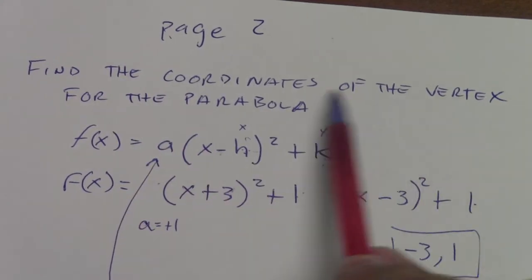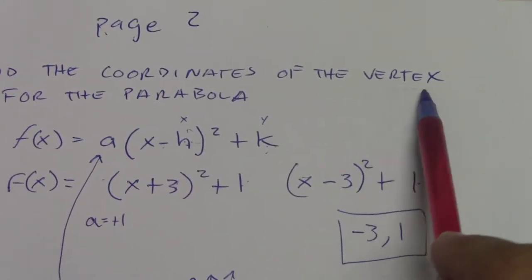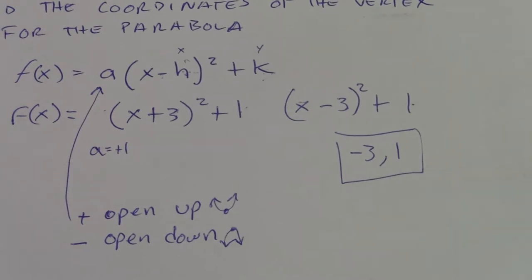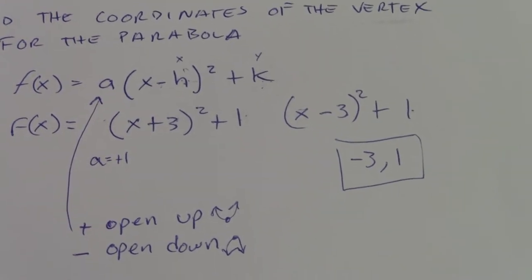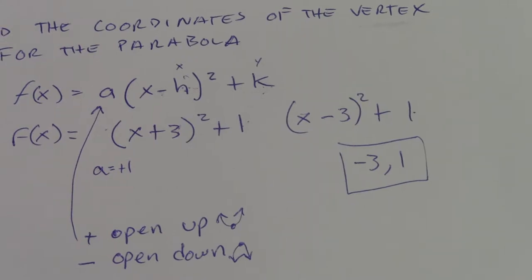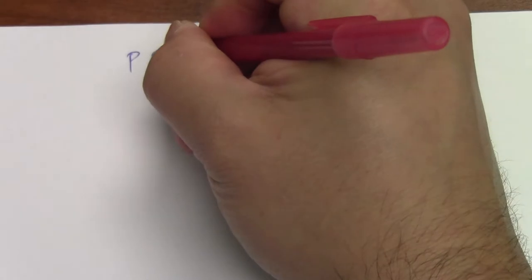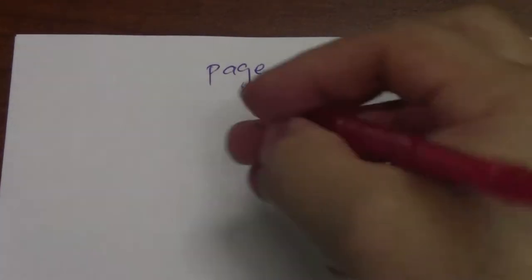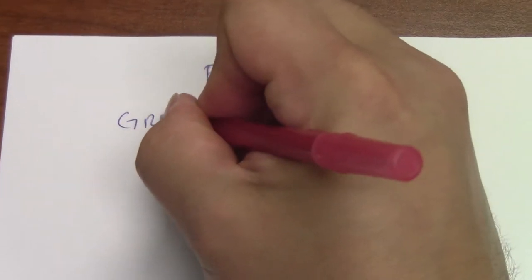Find the coordinates of the vertex for the parabola. Vertex, that's all we're looking for. Bam, done, easy. Page 3, graph the parabola.